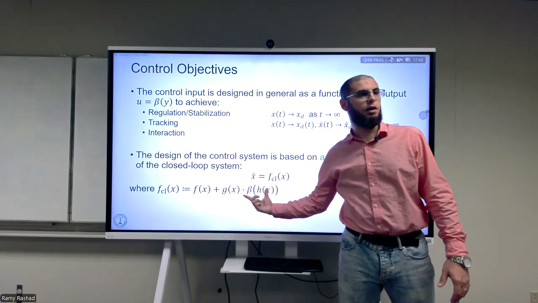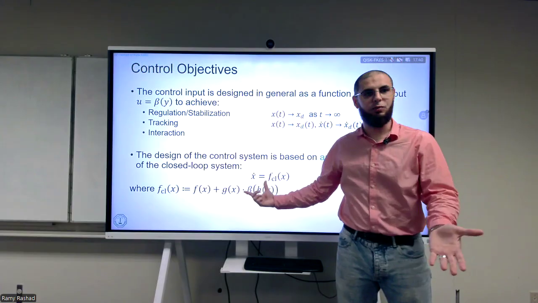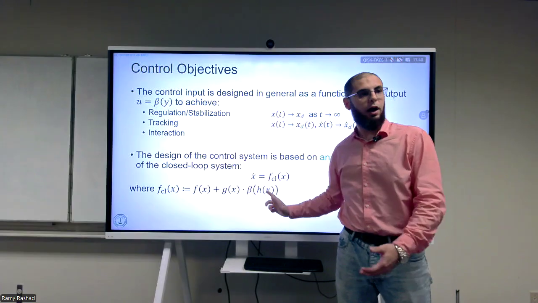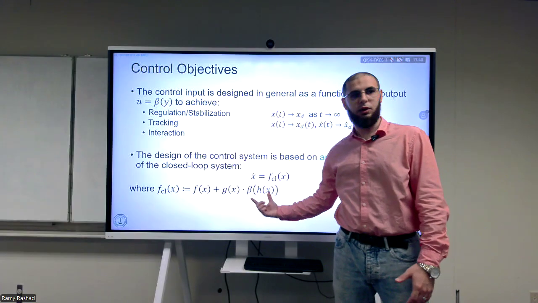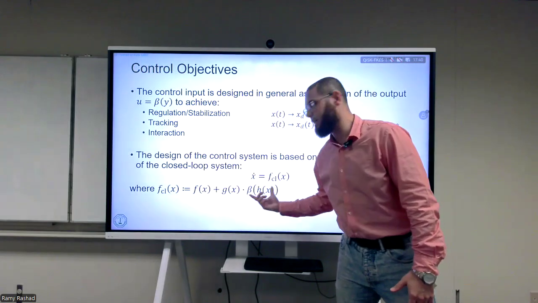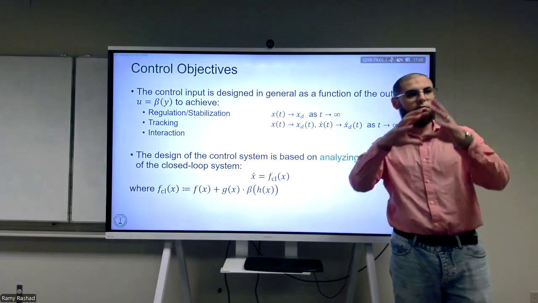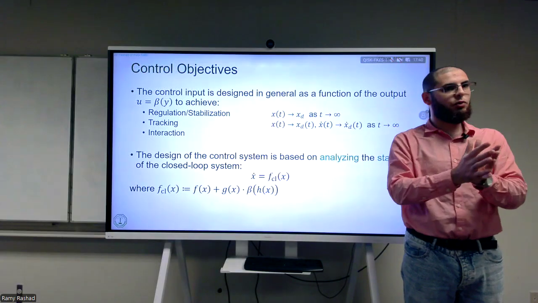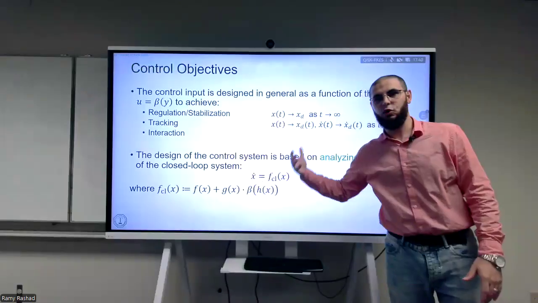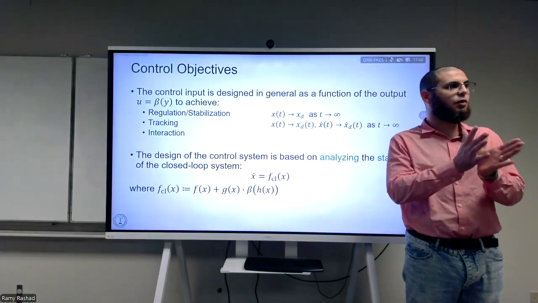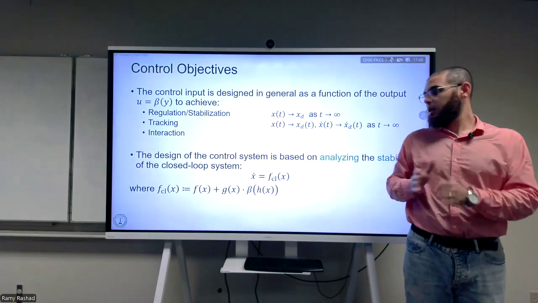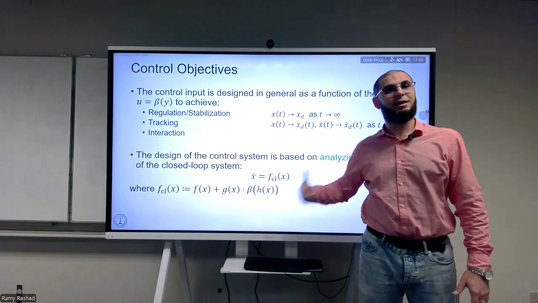Here we had the u, but the u itself, we already designed it to be beta of y, where y itself is a function of x. So in the end, all of this term is actually just a function of x, and we have a closed loop system that's only a function of x, and so x dot is evolved. We have a differential equation in terms of x alone.